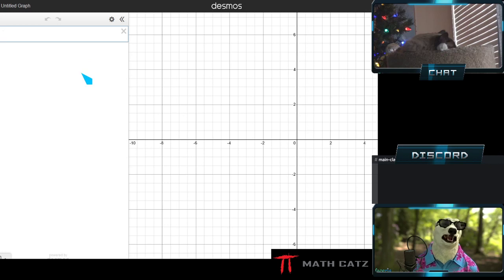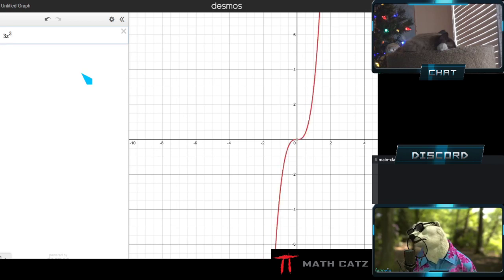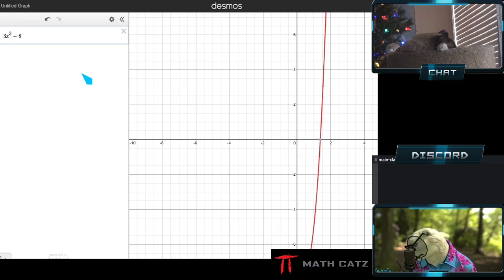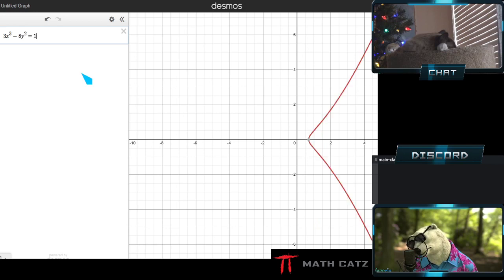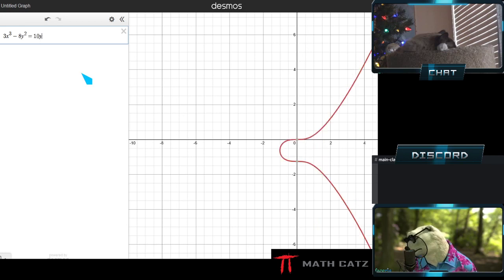This is the original equation, right? 3 times x cubed. Just ignore things that happen on the way. It doesn't know when I'm done. 8y squared equal to 10y. Now go.